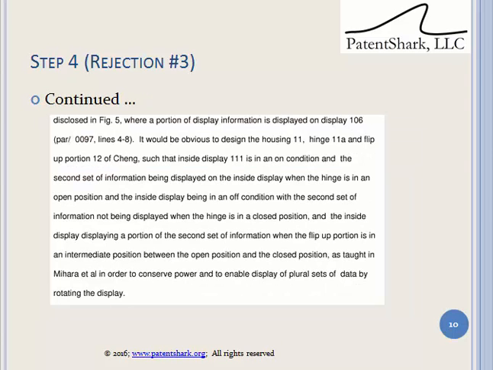Now, the examiner continues by stating that, disclosed in Figure 5, a portion of display information is displayed in the display, and it would have been obvious to design the housing, the hinge, and the flip-up portion, etc. Therefore, this slide presents the reasons advanced by the examiner for using Mihara to reject the claims in combination with Cheng.